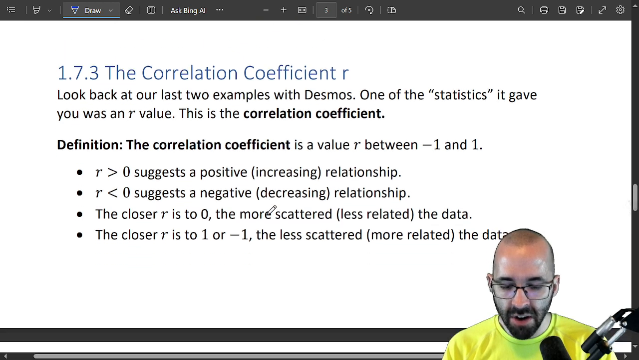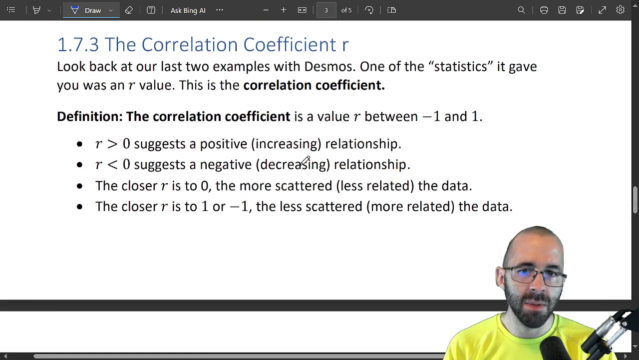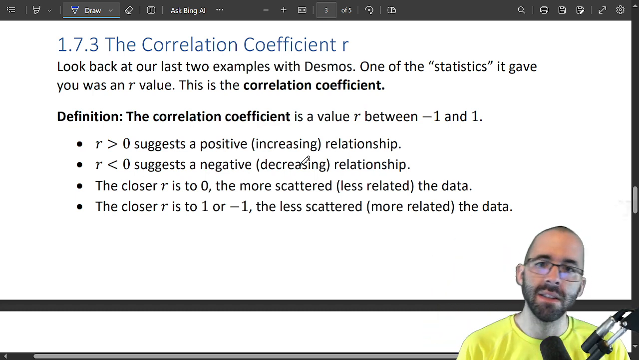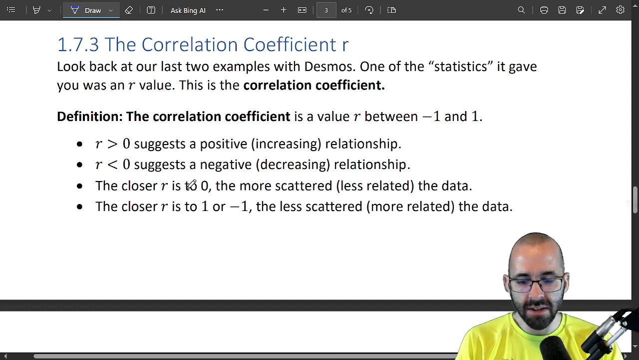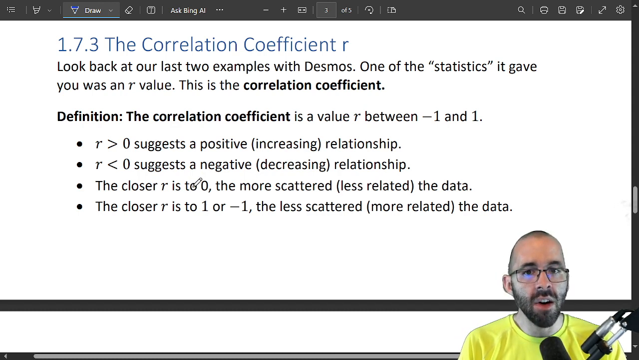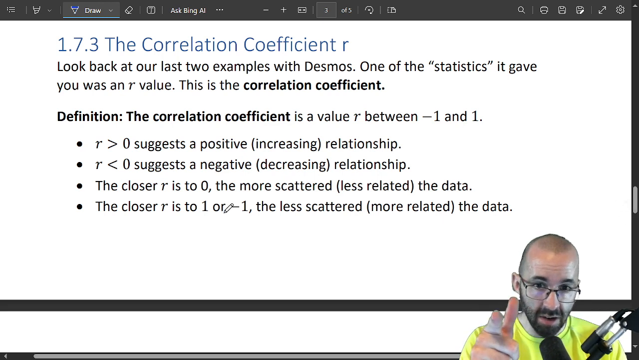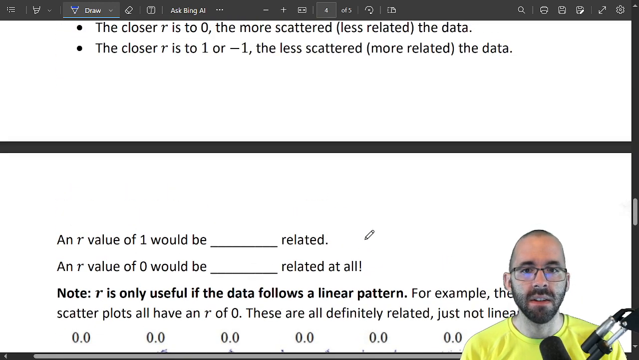A negative R value would be a negative, inverse, or decreasing relationship. We didn't have an example of that yet, but you know what decreasing looks like: going down from left to right. And here's the thing that you may not know: the closer the R value is to 0, the less related, the more scattered the data. And the closer it is to +1, which we just saw in our examples, or -1, the less scattered or more related the data is.